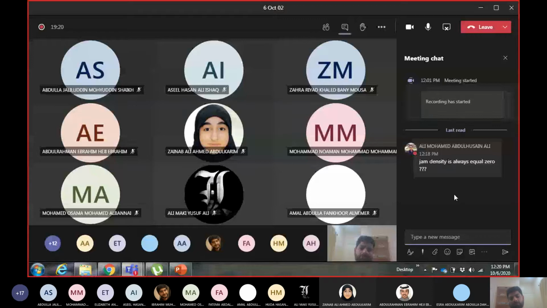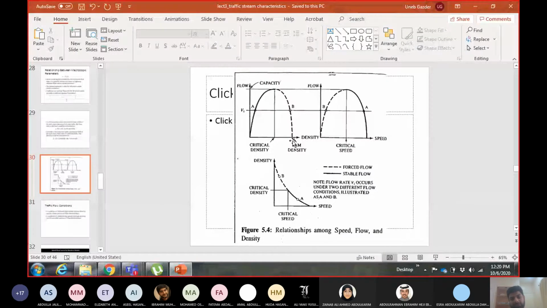Jam density is not zero. Jam density is maximum. See, it's not zero. At jam density, flow is zero. Okay, jam density is not zero. When density is zero, flow is zero, and speed is maximum. We call it free flow speed. Okay.